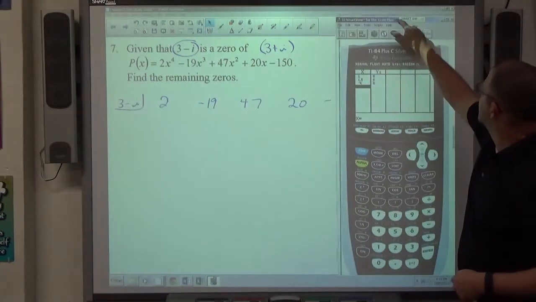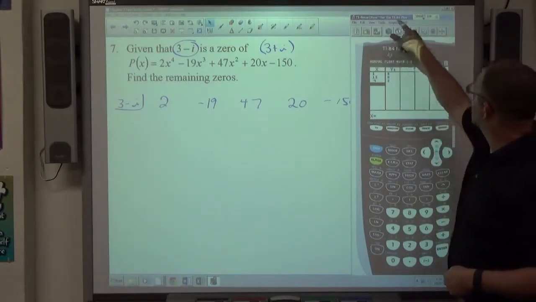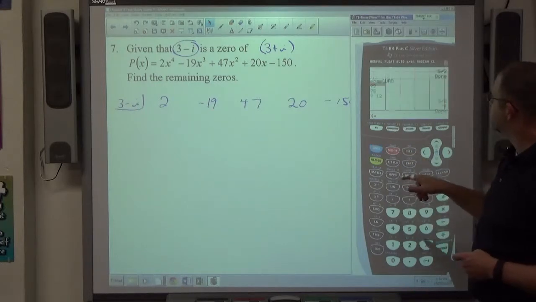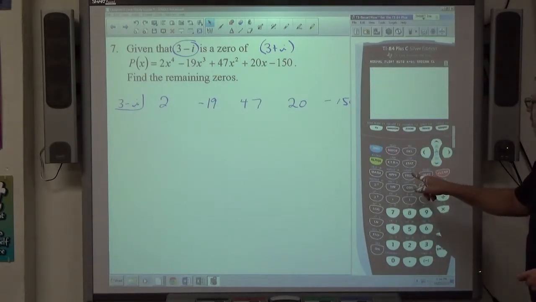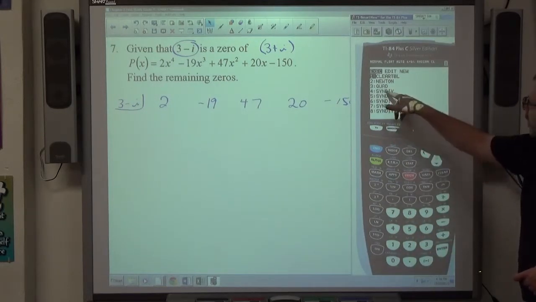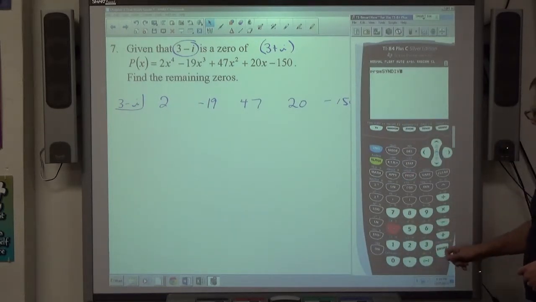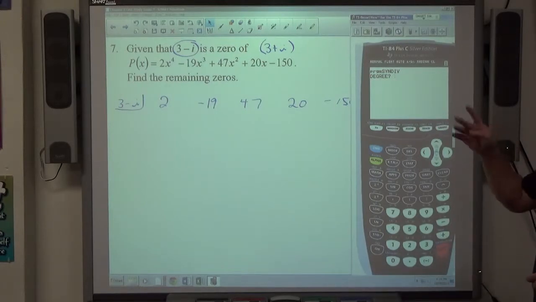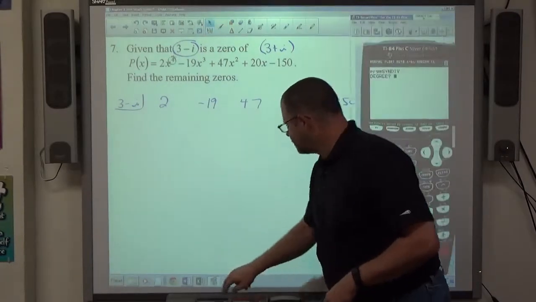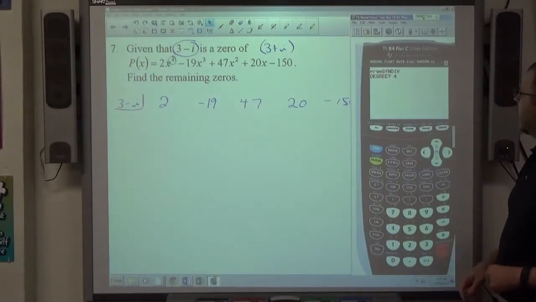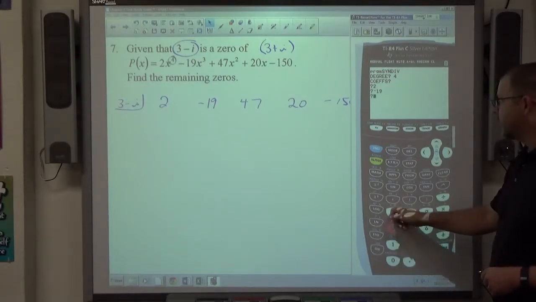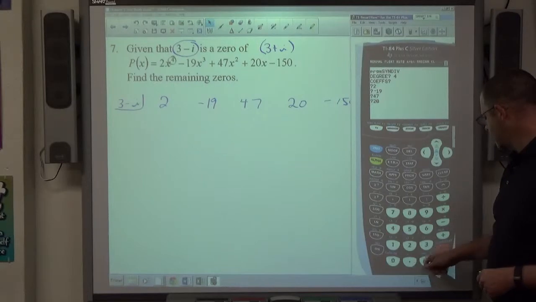And we have our synthetic division program that helps us out with that because the numbers get rather ugly on these. So if I get out of this program, there we go. And I'm going to go to my synthetic division program, number 4 on my list. It might be different on yours, but syndiv is the one you want. Enter. And then degree is 4. The degree is whatever that power is. So it's a degree 4. And it's going to ask for the coefficients, which are 2, negative 19, 47, 20, and negative 150.